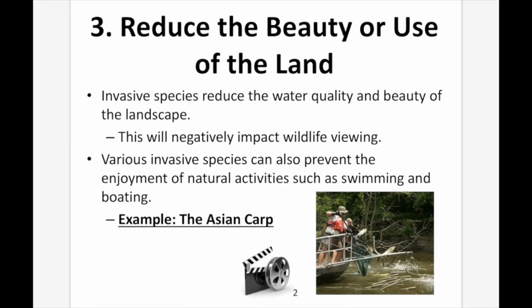Number 3, reduce the beauty or use of the land. Invasive species reduce the water quality and beauty of the landscape. This will negatively impact wildlife viewing. Various invasive species can also prevent the enjoyment of natural activities such as swimming and boating. So for example, the Asian carp.